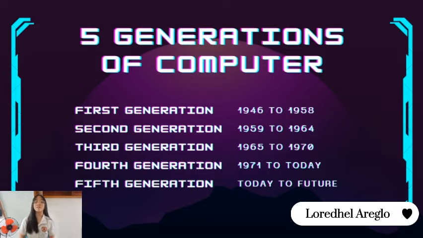The input was based on punch cards and paper tape. The output was displayed on printouts. These are the following examples of computers that occurred in this generation. First, ENIAC stands for Electronic Numerical Integrator and Computer. It was the first electronic general purpose computer.